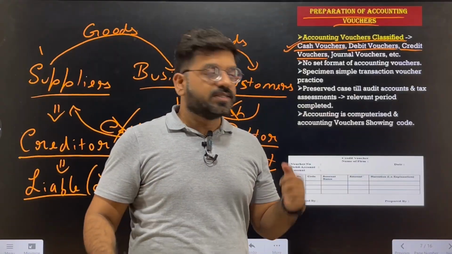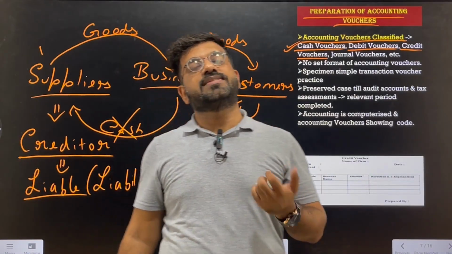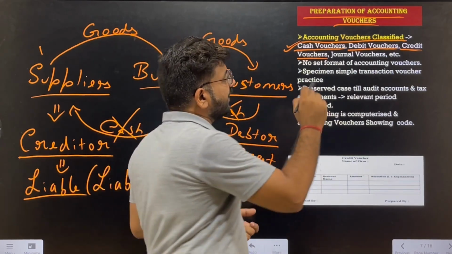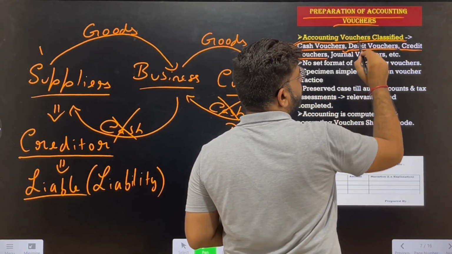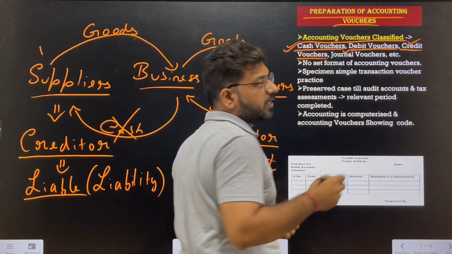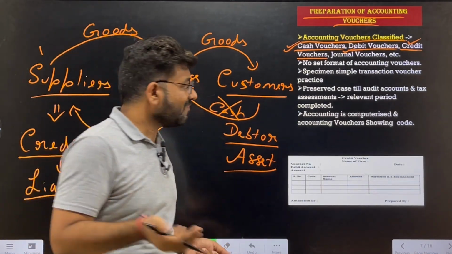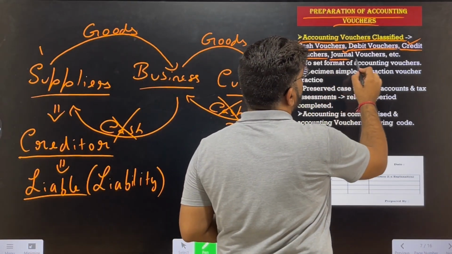Is that okay? So at the time of purchasing or selling the goods on credit, at that time only we have to prepare a debit voucher and a credit voucher, depending upon the transaction of sales or purchases. Okay. Next is the journal vouchers.